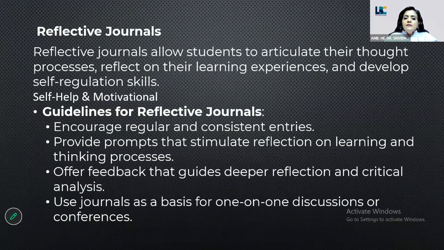Again, last but not the least, reflective journals are also one way of having the critical thinking process in the classroom situation. They allow students to articulate their thought process, reflect on the learning experience and develop self-regulation skills. Encourage regular and consistent entries, provide prompts that stimulate reflection on the learning and thinking process, offer feedback for deeper reflection and critical analysis, and use the journal as a base for one-to-one discussion conferences. I'm sure even high school students will be more involved. Once you start incorporating these in your classroom resources, every student will be very happy to do that.